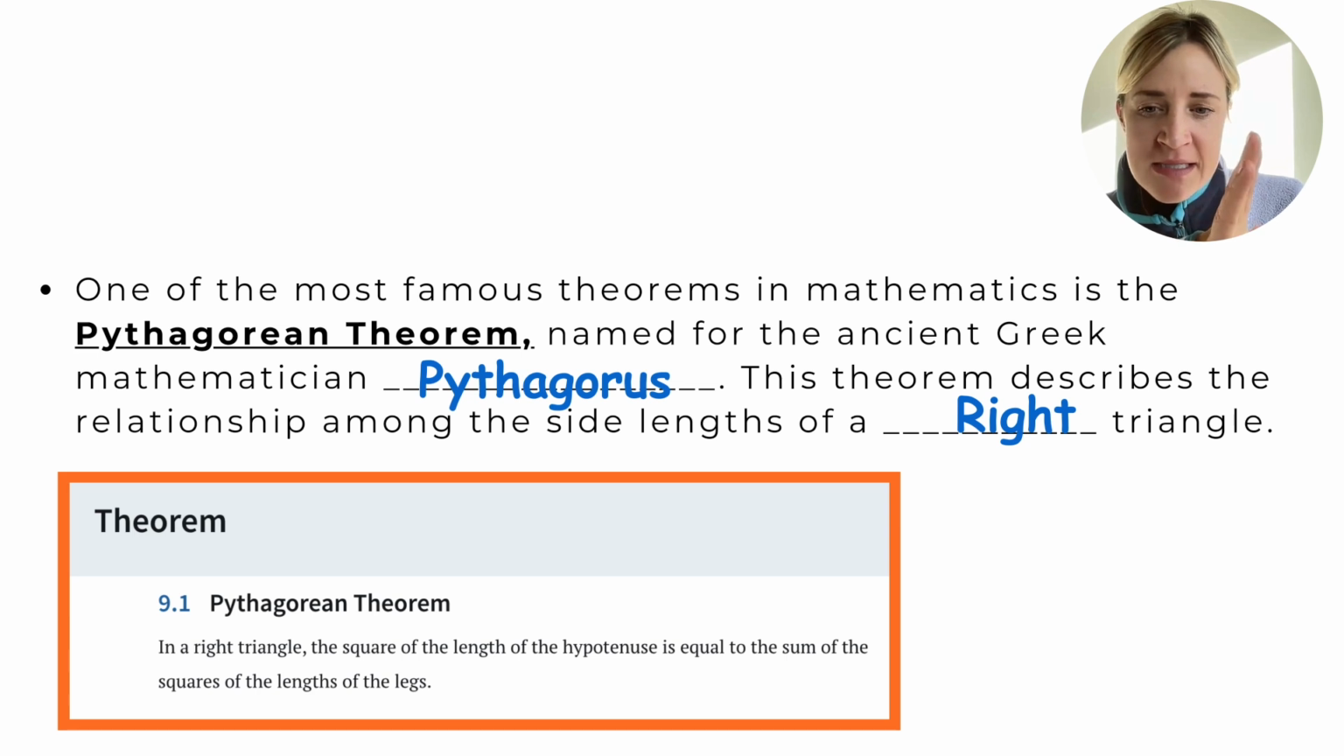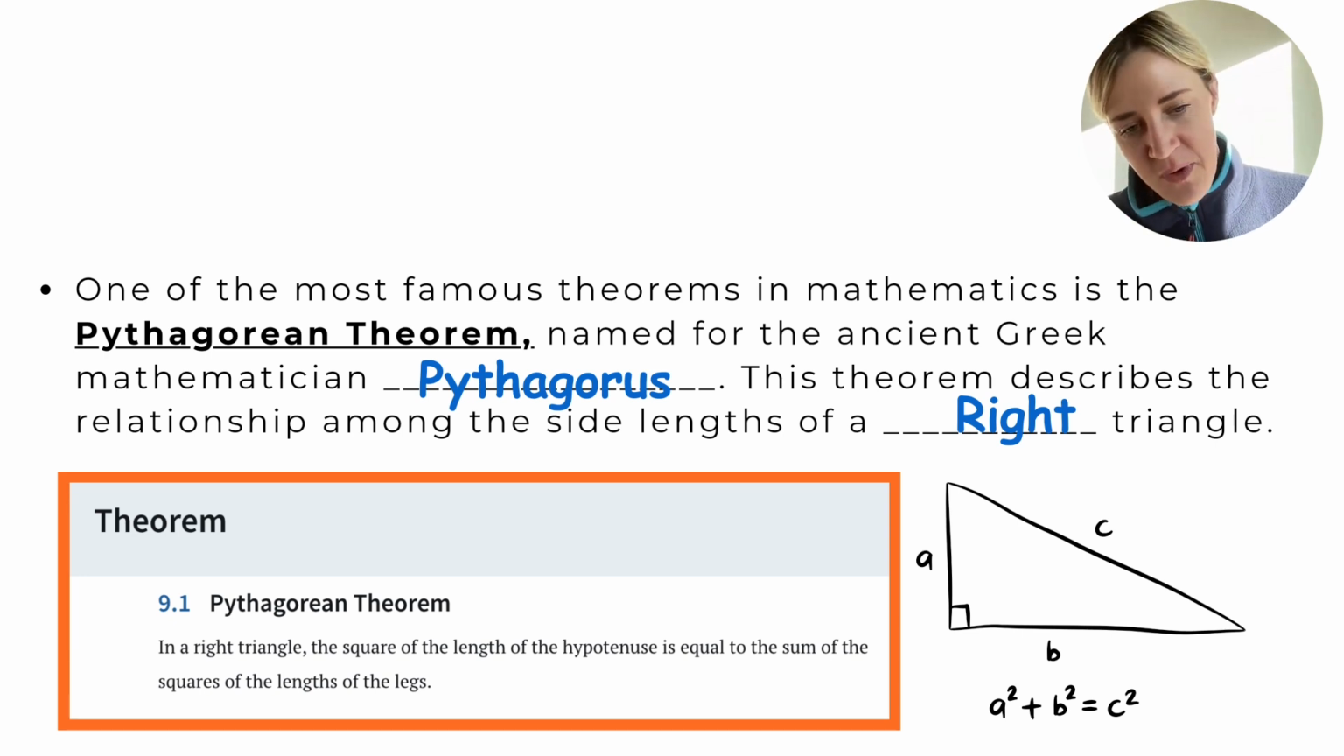Pythagorean theorem says in a right triangle, the square of the length of the hypotenuse is equal to the sum of the squares of the lengths of the legs. So a squared plus b squared equals c squared.